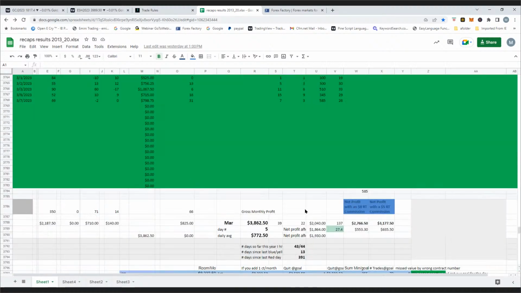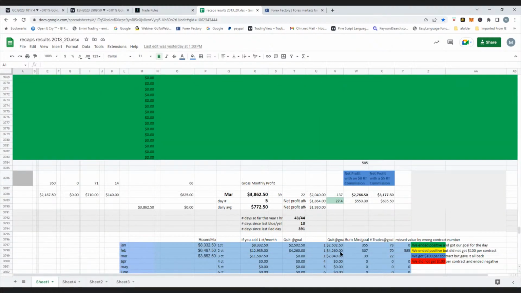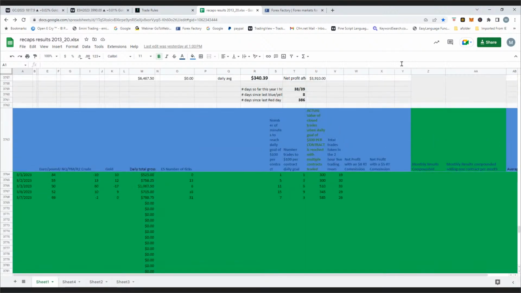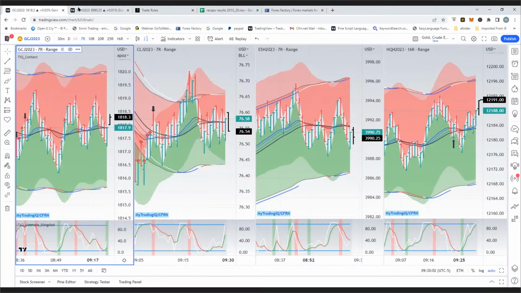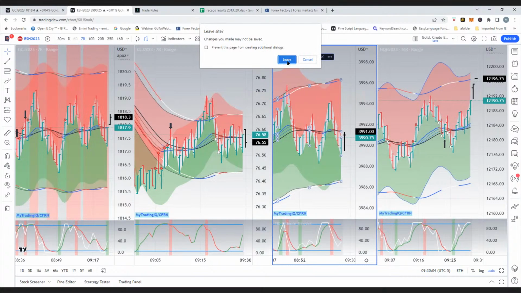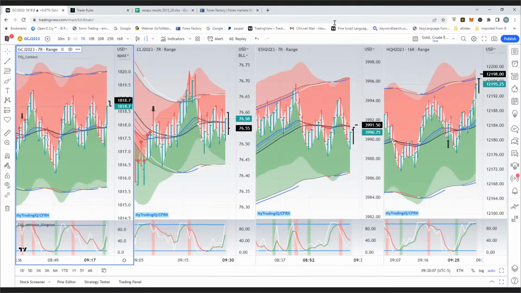And 1 contract a month is what we want you to try to focus on. So right now I am up to 3 contracts, so I'm going to trade with 3 contracts until I get my goal. And then I'm going to bump it back down to 1 contract.